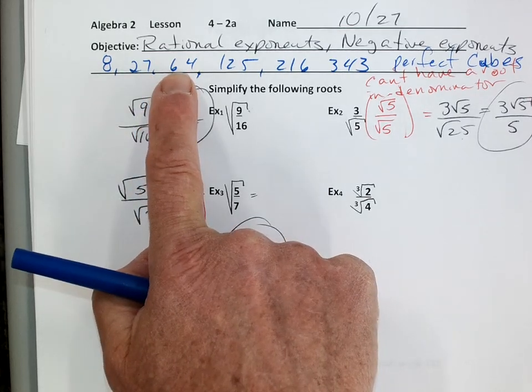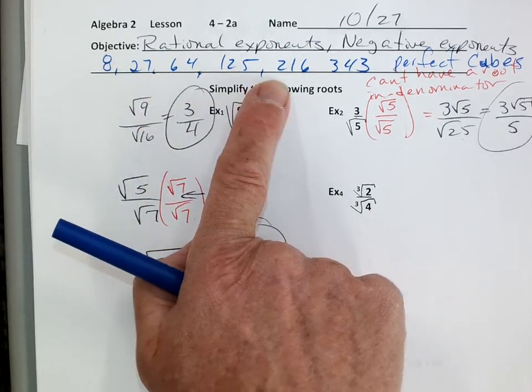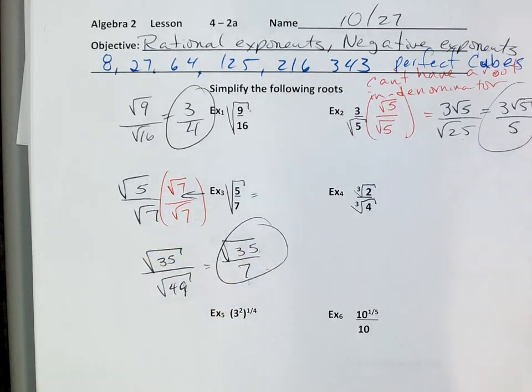4 times 4 times 4, 5 times 5 times 5, 6 times 6 times 6, 7, and then it keeps going. But these are all going to need.